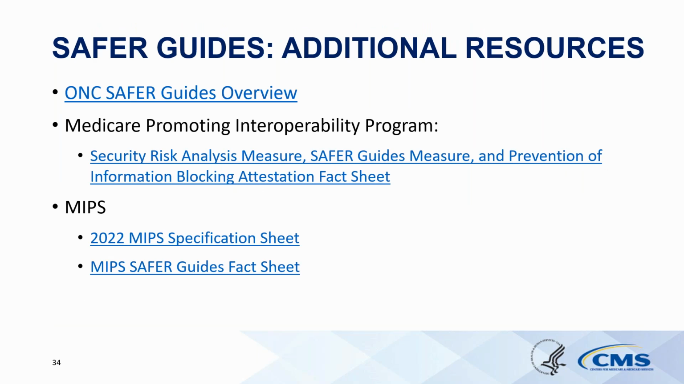So again, the ONC webpage hosts the SAFER guides, so you can find all of them there. We have a link here to the Medicare Learning Interoperability Program. This is our fact sheet for the SAFER guides. That's for eligible hospitals and CAHs. And then for MIPS, we have links to the spec sheets and the fact sheets.